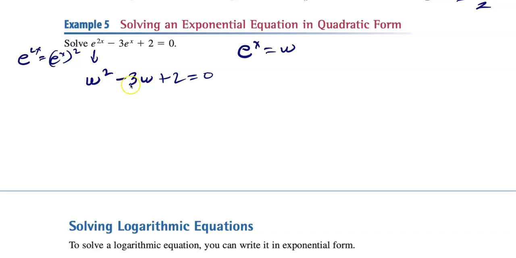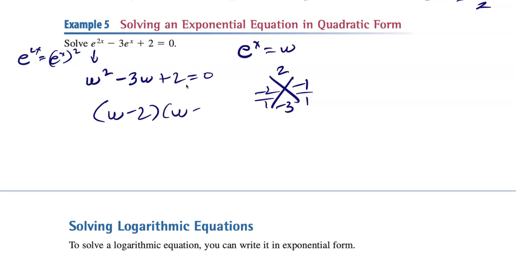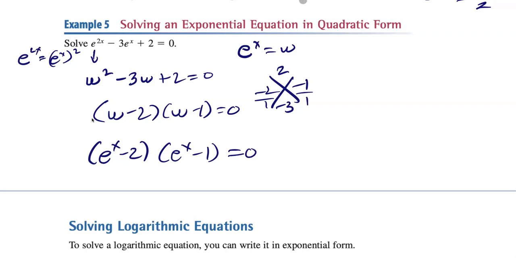If I just gave you that as a problem, you'd be like, well, I just factor it, right? Big X, 2, -3. This would be -2 and -1 over 1 over 1. So you get w minus 2, w minus 1 equals 0. Right? That's what we're going to do here. We're just going to factor this. And you can factor like this and just plug your e back in. So these are just e to the x's.